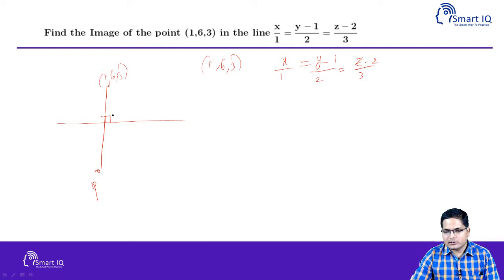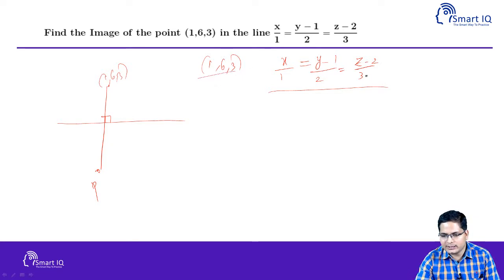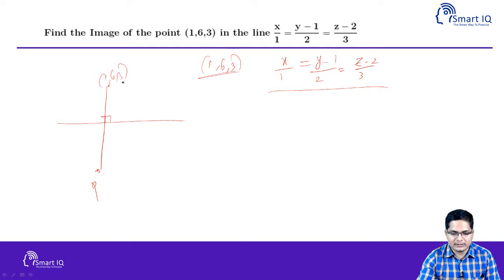Actually (1, 6, 3) is not on this line. You need to check that beforehand. How will you check whether this point lies on this line? Put x is 1, so (1-1)/1 is 0. Put y is 6, so (6-1)/2 is 5/2. This 0 and 5/2 can never be equal, so this point is not on the line. So it is somewhere here, like this diagram, and this is called the foot of perpendicular, Q.